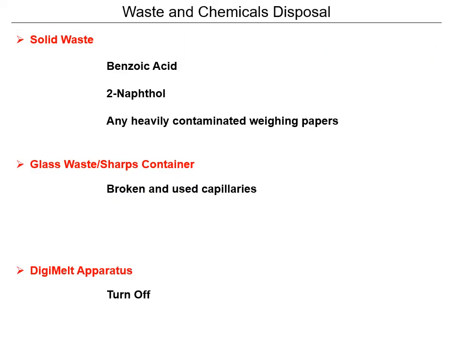Upon finishing an experiment, if you were to be at the campus, you would make sure to dispose of your benzoic acid and naphthol and anything with a lot of contaminated paper or anything into the solid waste container. If you used capillary tubes, they would go into the broken glass container. And of course, you would want to make sure to turn off your Digimelt apparatus for the next class.